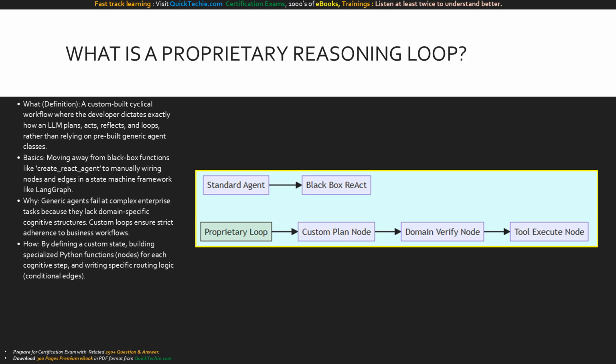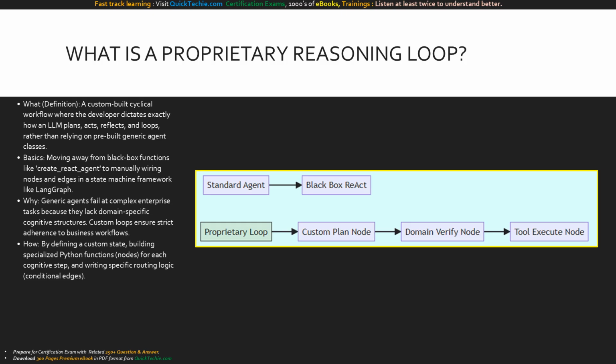While off-the-shelf agents like a standard ReAct implementation are great for basic tasks, they often act as black boxes. When you hit production-level complexity, these generic agents fail because they lack domain-specific cognitive structures. Building a proprietary loop from scratch means moving away from prepackaged agents and manually designing the state machine.